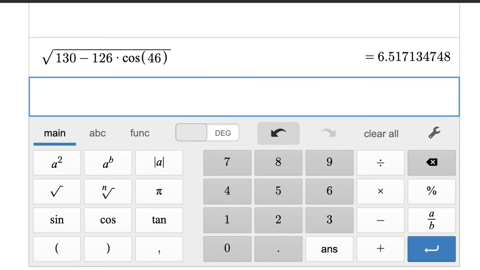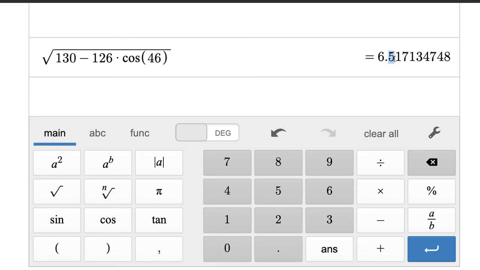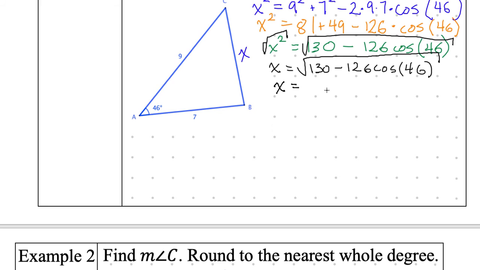We're rounding to 1 decimal place, so I'm going to round this 5 either up or stay the same. Who's going to round that for us? Sergio, yes. It is indeed 6.5. So x is equal to 6.5.